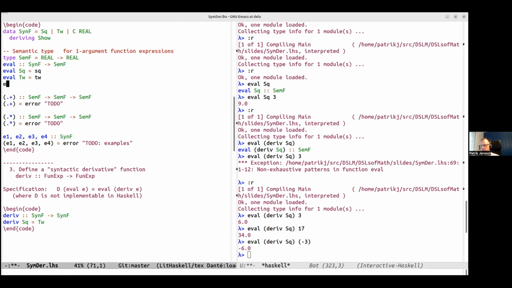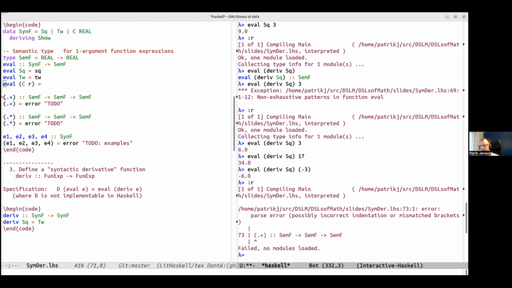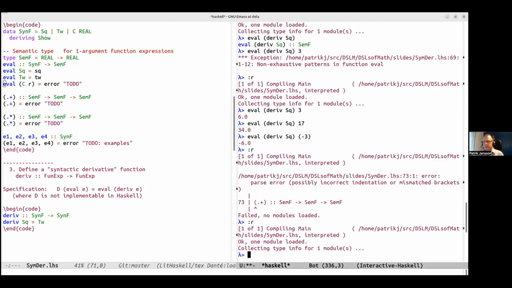So what would be constant R? What would the evaluation of constant R be? Well, I mean, it has to be a function, so it has to take x in, but it should always return R. So it's the constant function that always returns R.